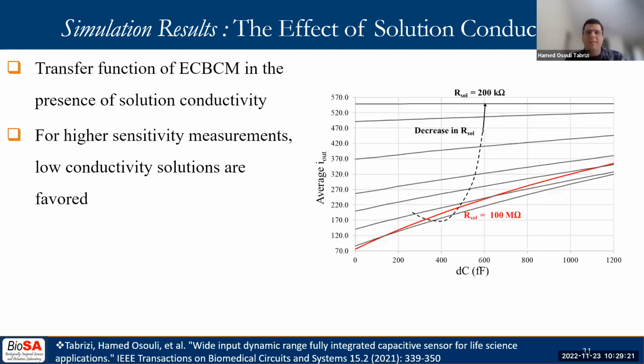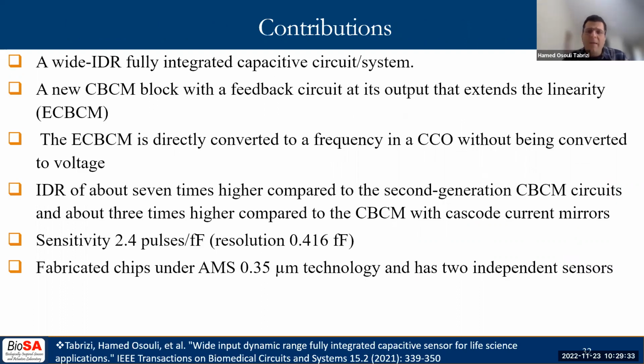Similarly, we have studied the change in sensitivity with respect to solution conductivity. Interestingly, it's seen that the sensitivity drops with an increase in the conductivity of the solution. Now, I'd like to summarize the contributions of paper 1, which have been design, implementation, and fabrication of a new fully integrated circuit with an increased dynamic range and a sub-femtofarad resolution.